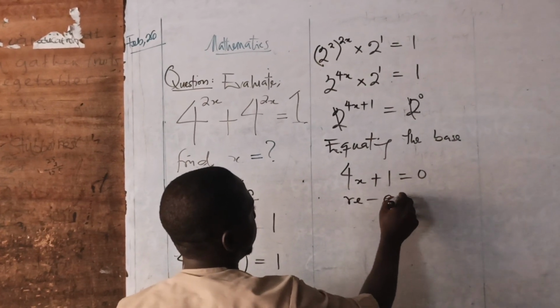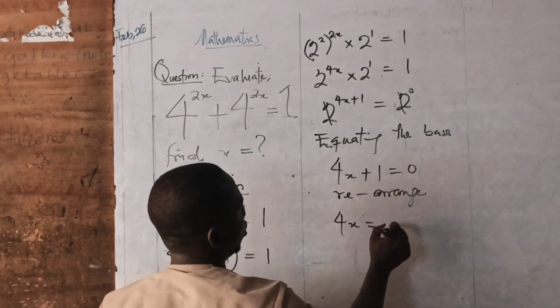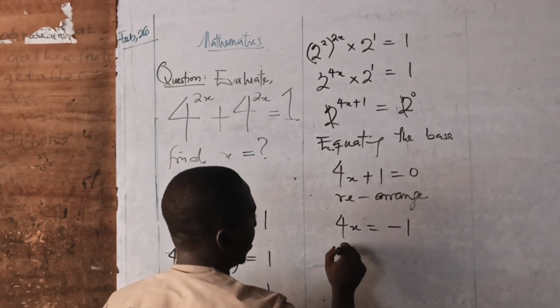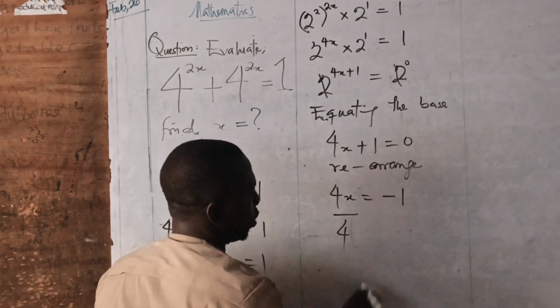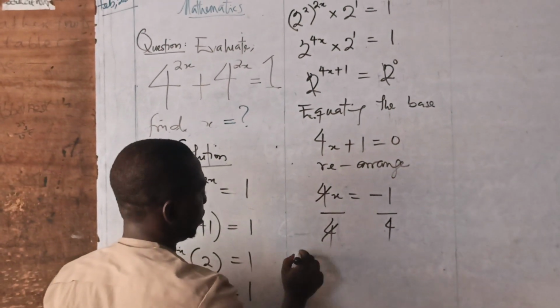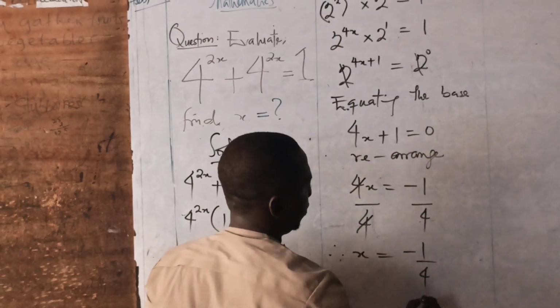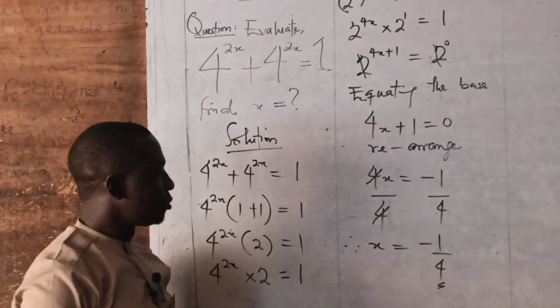Rearrange, and that will give us 4x is equal to minus 1. Divide both sides by 4 because we are looking for x. 4 will cancel 4. Therefore, x is equal to minus 1 over 4. And that is the final.